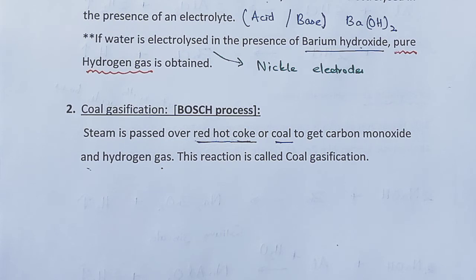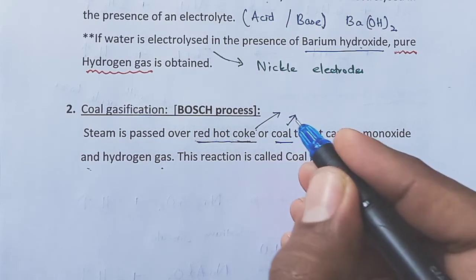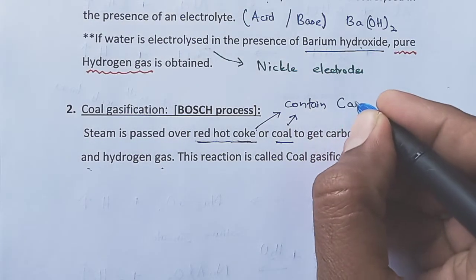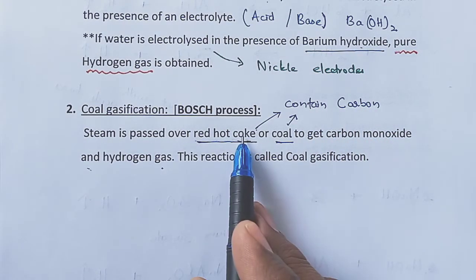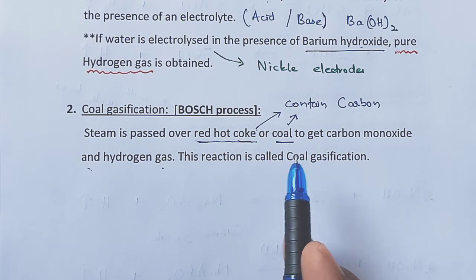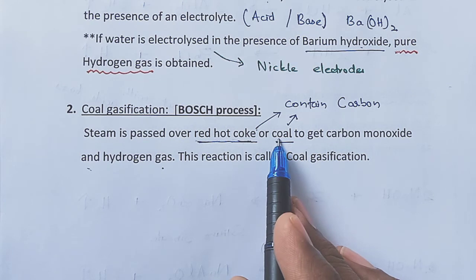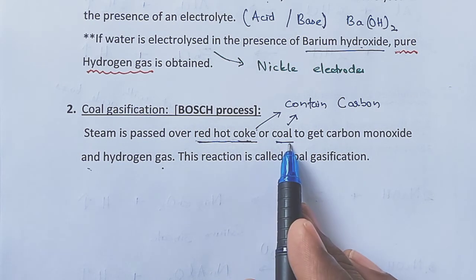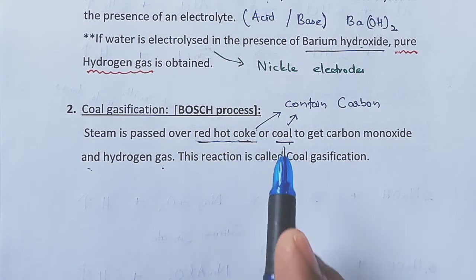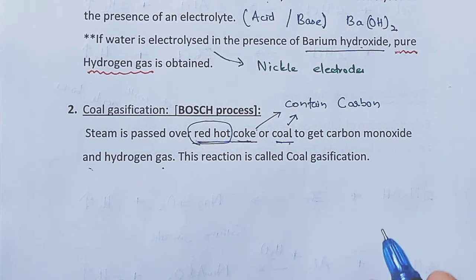First of all, what is coke and what is coal? Coal and coke both are raw materials which contain carbon. But coke contains a higher percentage of carbon, and coal contains a lower percentage of carbon. These are allotropic forms of carbon. And we have to take both of them or either of them in red hot condition. Red hot condition means it is at a higher temperature.